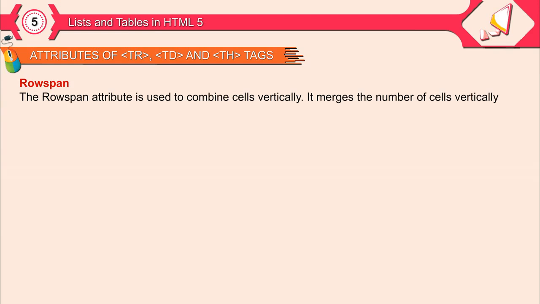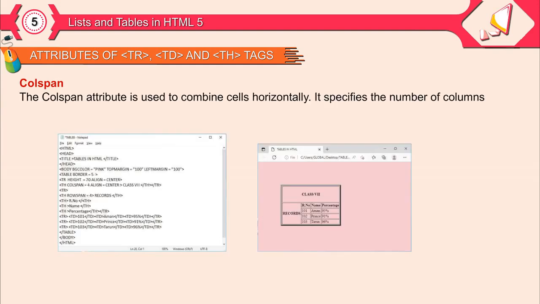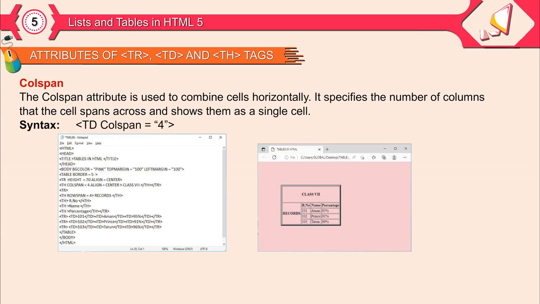It merges the number of cells vertically and shows them as a single cell. Syntax: td row span is equal to 4. Col span. The col span attribute is used to combine cells horizontally. It specifies the number of columns that the cell spans across and shows them as a single cell. Syntax: td col span is equal to 4. Applying col span and row span attribute.